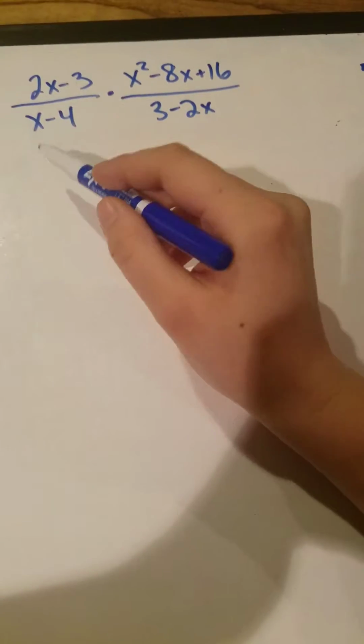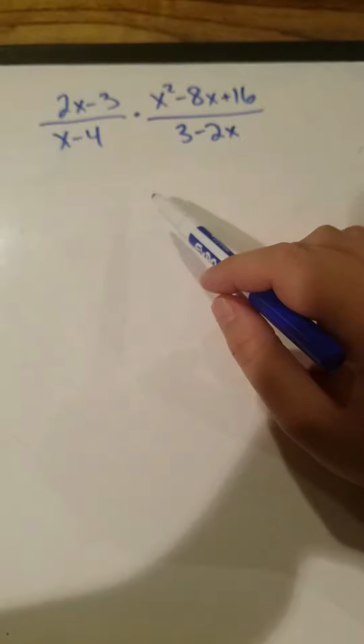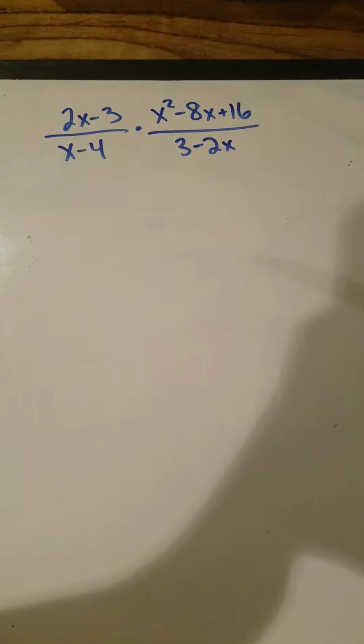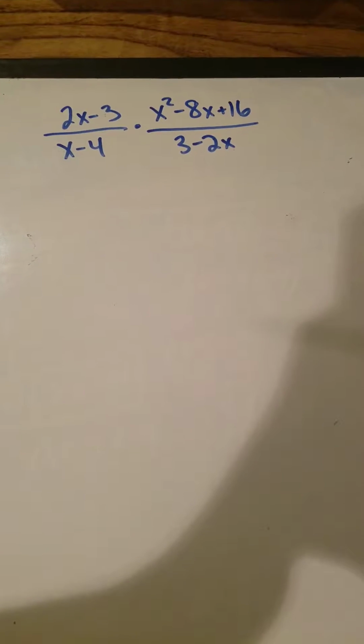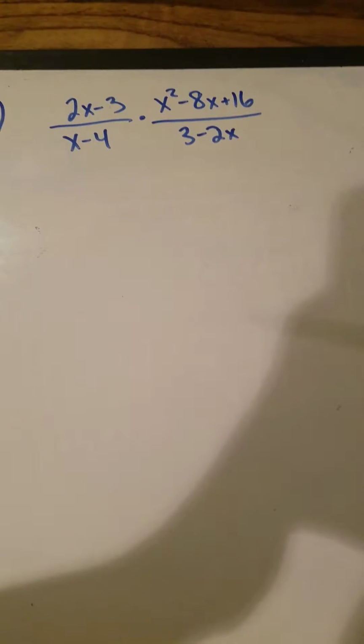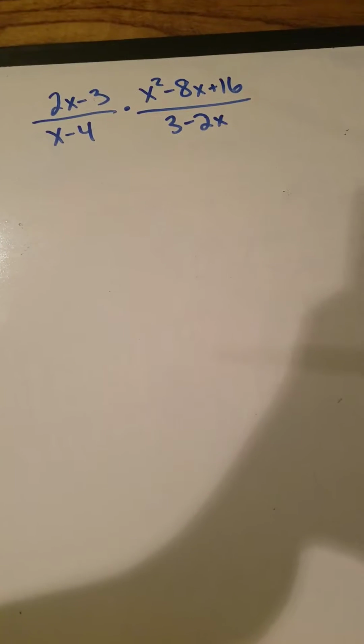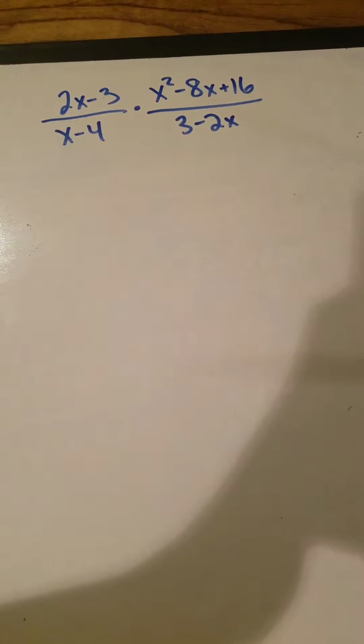Okay, so now we're going to have two fractions. We're going to have them multiply together. So what does that mean? We need to factor everything still. Okay, so the 2x minus 3 on the top is going to stay because it doesn't have a common factor, and it doesn't have a squared. The x minus 4, same thing.